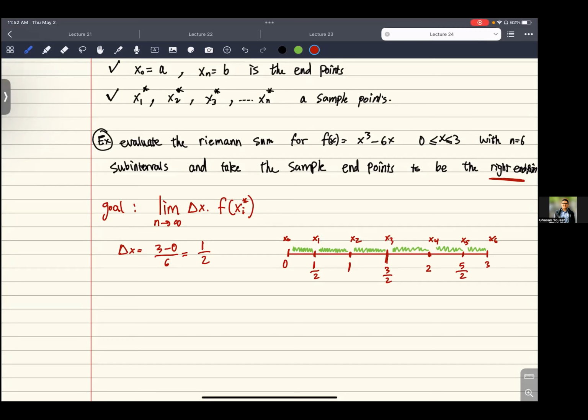What is x6? 3. Now they ask for f of xi as the right endpoint. So this is my right endpoint.